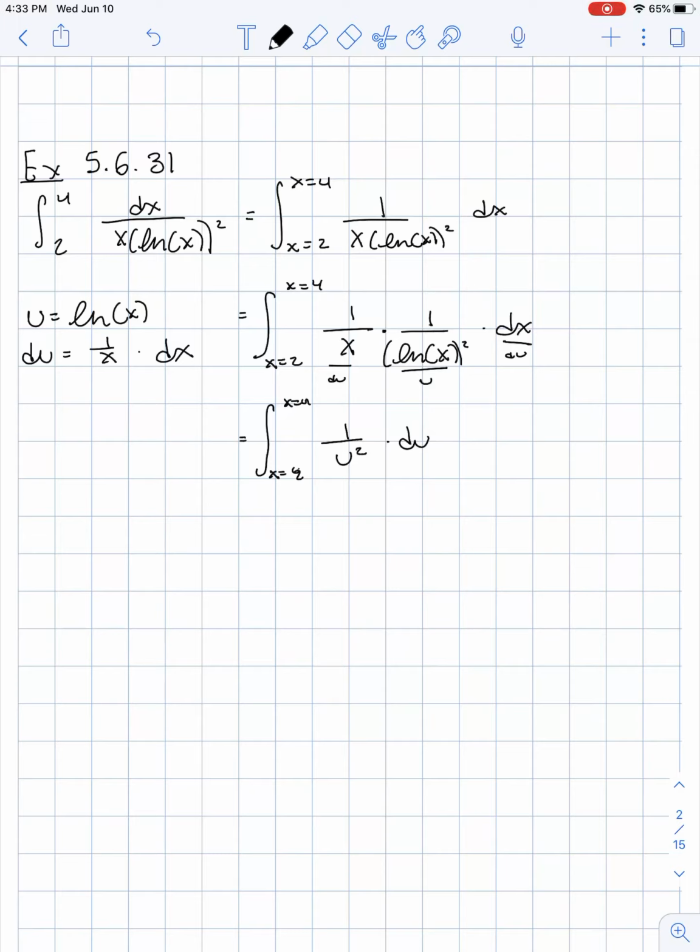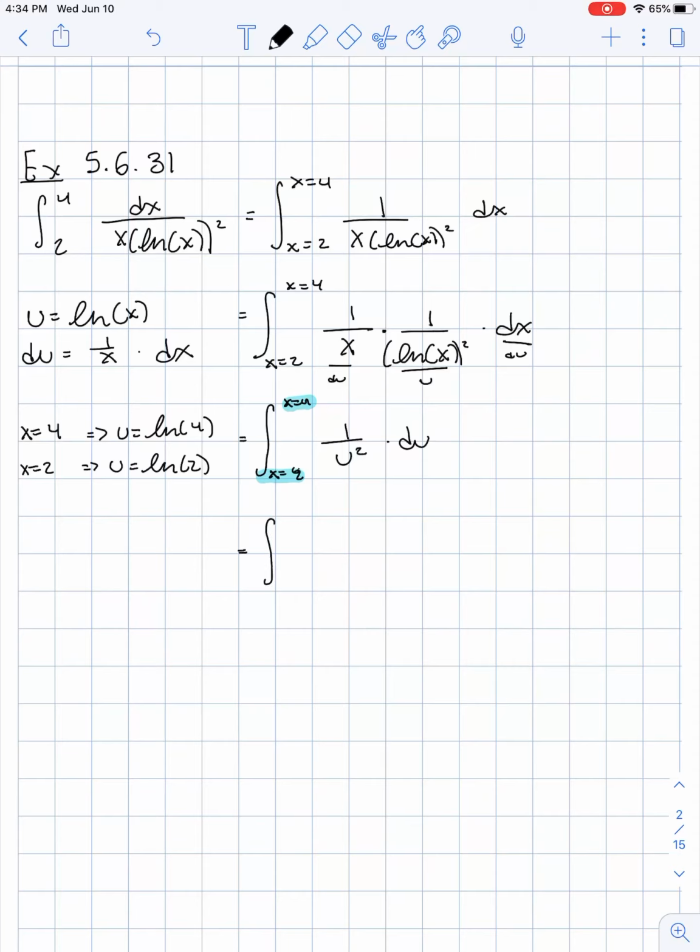Yeah, but I still haven't changed my bounds. There's still x's. So the whole point of u substitution is to make my integral in terms of u, including the bounds, right? That's why we change them. So I'm going to step to the side. When x equals 4, then u equals ln of 4. When x equals 2, u equals ln of 2, because I defined u to be ln of x.